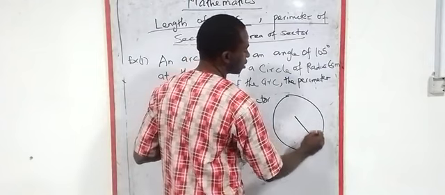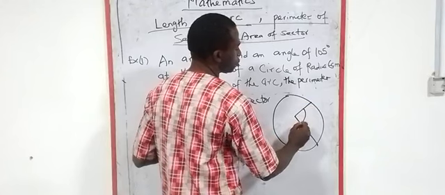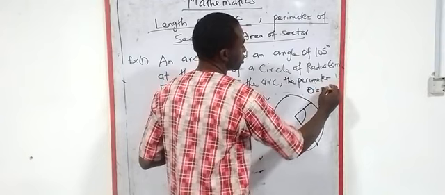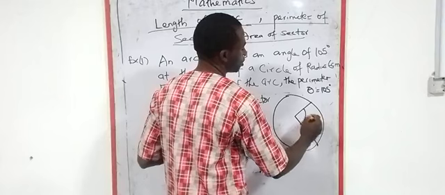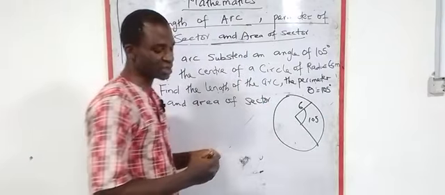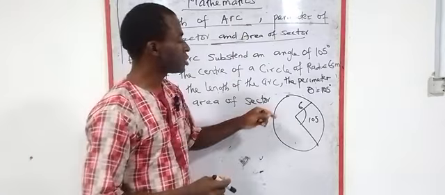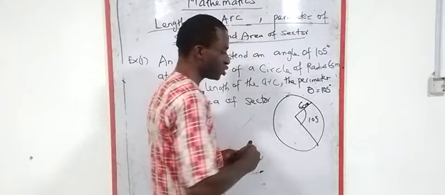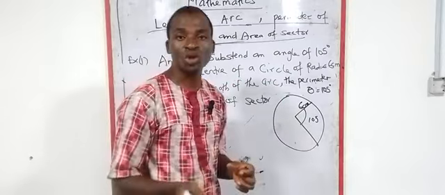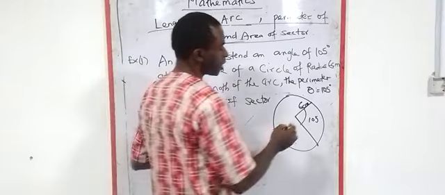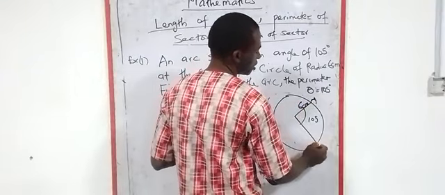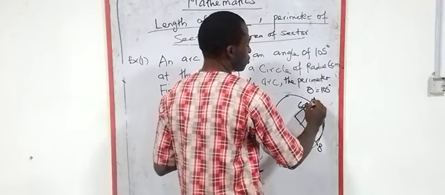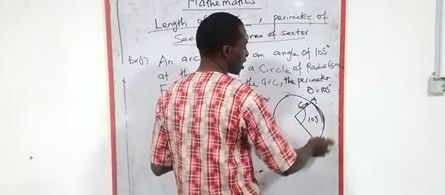From the question, we saw that our angle, which is theta, was given as 105 degrees. Then the radius is 6 centimeters. Don't forget, I have explained in my previous video that when we take a portion of the circumference, we are talking about the arc. So let's assume here is A, here is B. To get the length of this arc is what the question is all about.